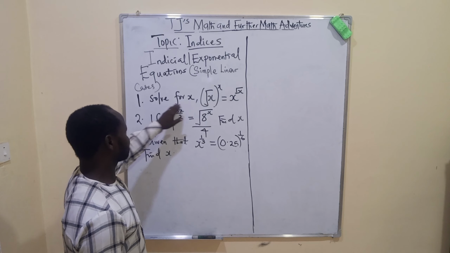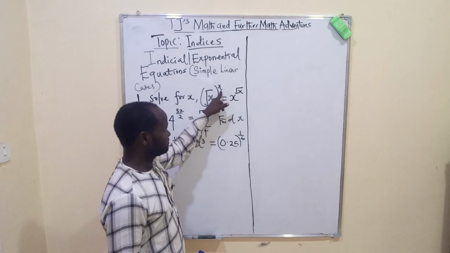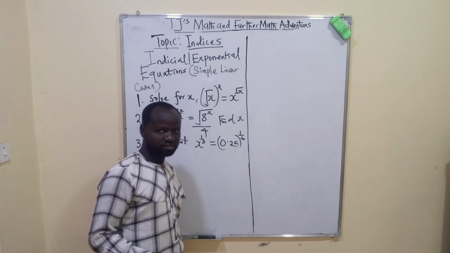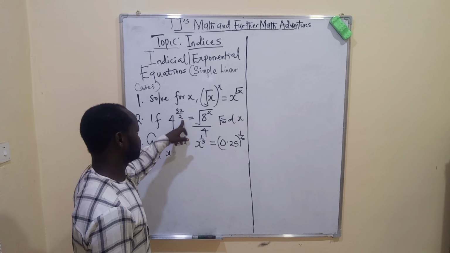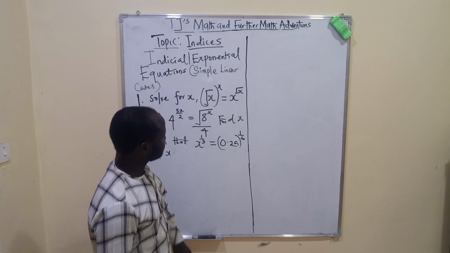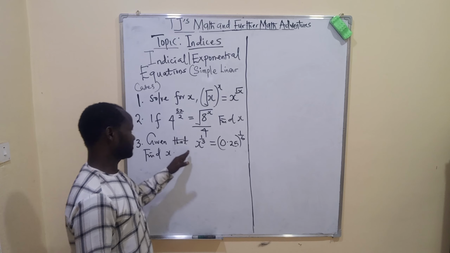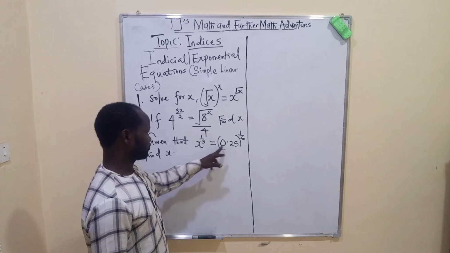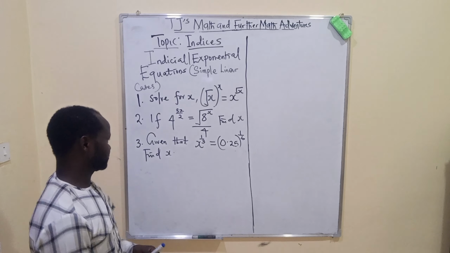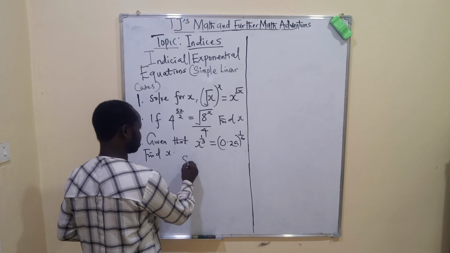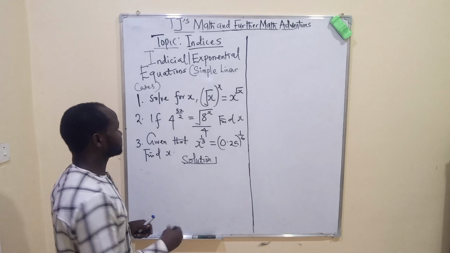The first one, we're asked to solve for x, given that we have bracket open root x power x equals to x power root x. Question number two, if 4 power 3x divided by 2 is equals to root 8 power x divided by 4. Find the value of x. The last question, given that x power 1 over 3 is equals to bracket open 0.25 bracket close power 1 over 6. So let's look at how we can solve it. Let's write down the solution here. Solution to 1 now and see how we can solve it.